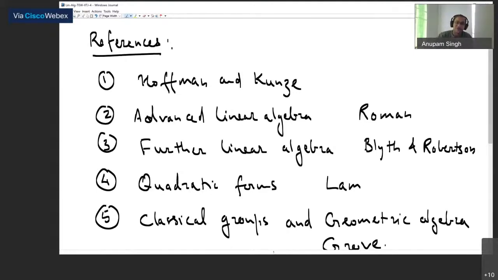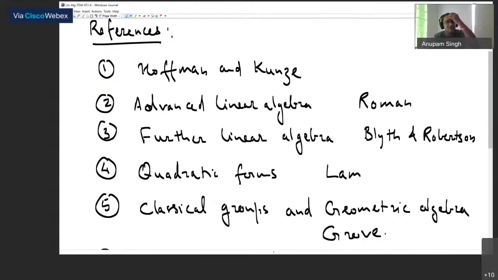And of course, if you are interested in learning more about quadratic forms, which are symmetric bilinear forms, as I said, the base field starts playing a role, and a lot of things depend on the base field. So this is a little advanced book. People who are interested in working in this area can look at the book Quadratic Forms by Lam.